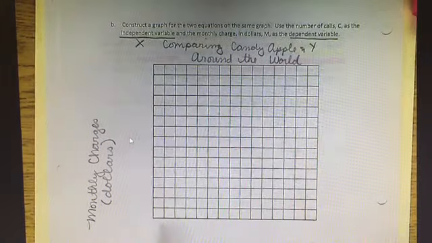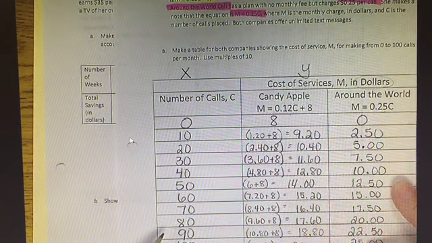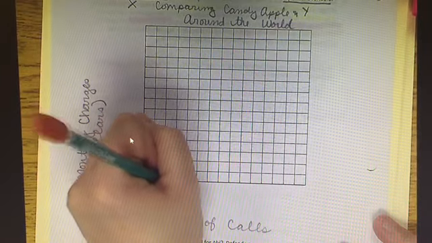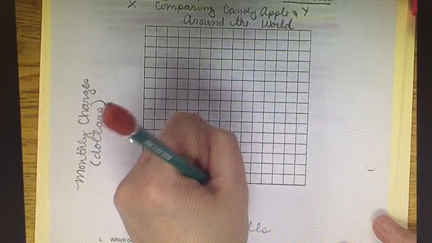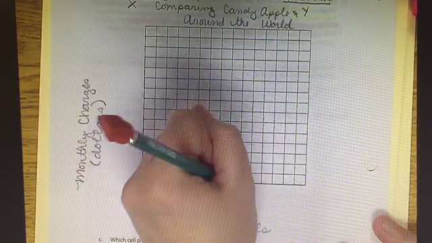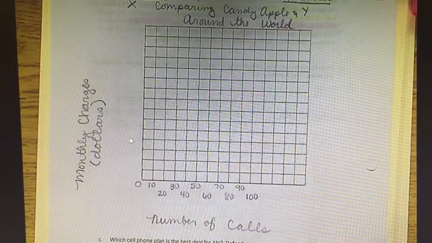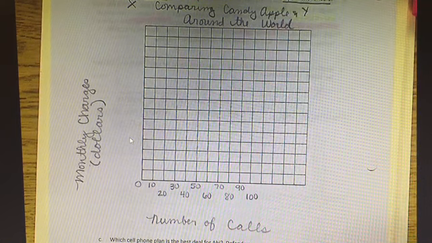Okay, when we're trying to figure out our scale for our number of calls, we flip back to our X column. We're going to label 10, 20, 30, 40, and so on. So that one's pretty easy. So we start with 0. We're going to do 10, 20, 30, 40, 50, 80, 90, and 100. And I just staggered those so that I could clearly see them instead of them all looking like one big giant number.